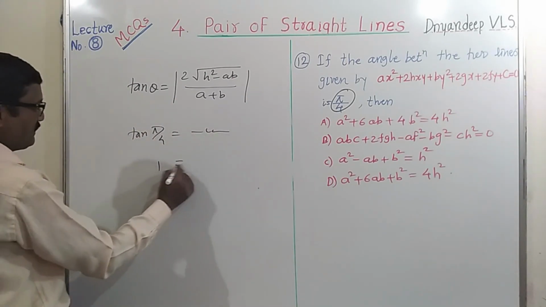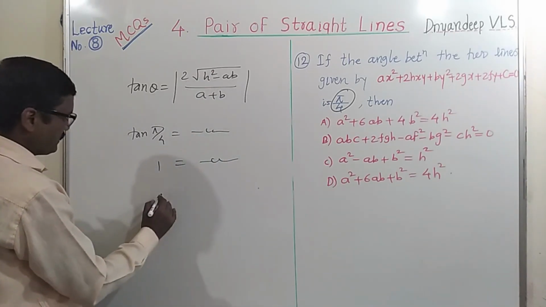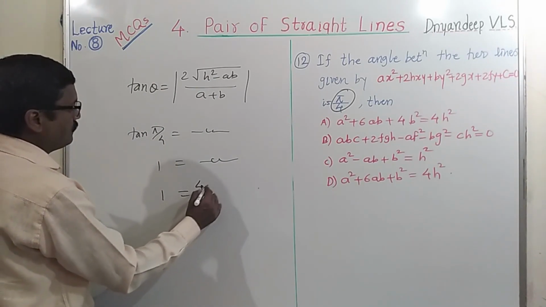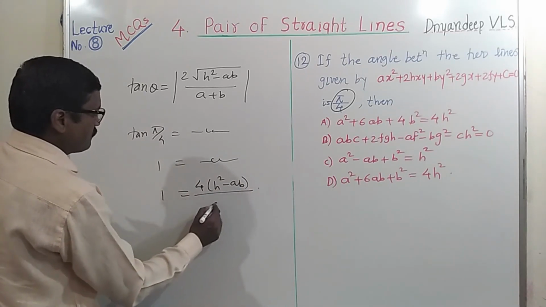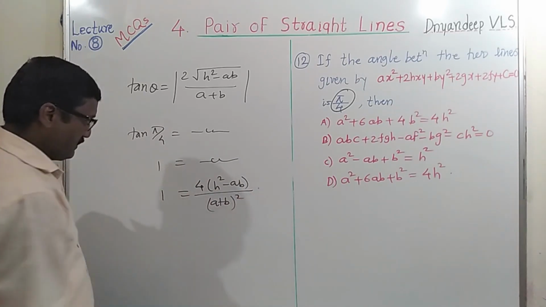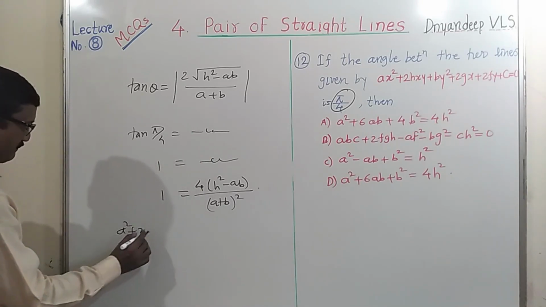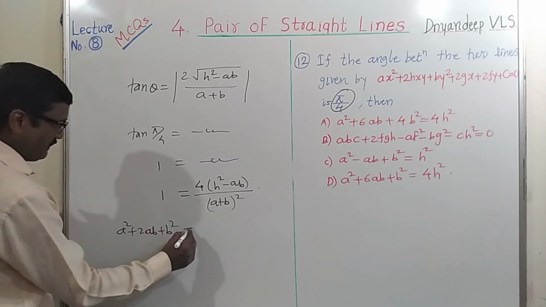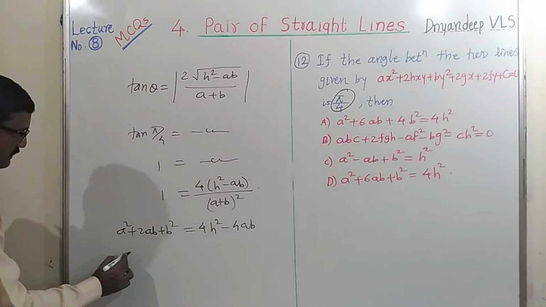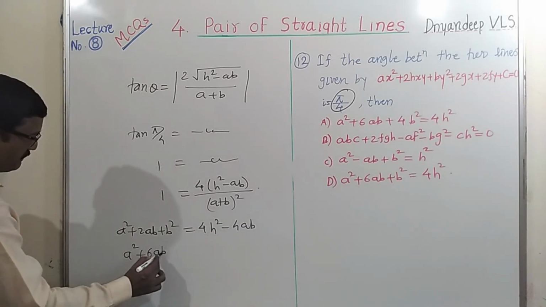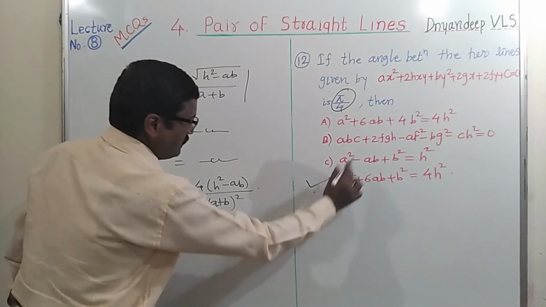Tan pi by 4 is 1, equal to the same. Here root is there in the formula, so take the squares. So we get 1 is equal to 4 times (h square minus ab upon a plus b) whole square. Take this square to the left, we get a square plus 2ab plus b square equal to 4h square minus 4ab. Taking this 4ab to the left, we get a square plus 6ab plus b square, that is equal to 4h square, and is nothing but option D.